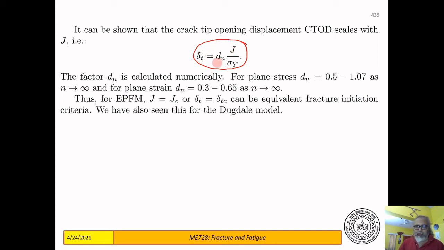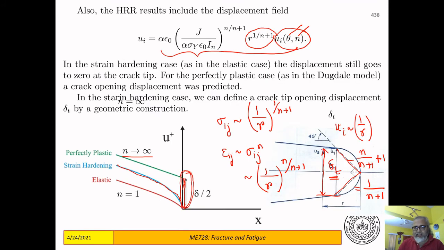The factor d_n varies between 0.5 and 1.07 as n tends to infinity, for plane stress. For plane strain, it is 0.3 to 0.65 as n tends to infinity. So this is close to elastic at one end, and then as n tends to infinity, it goes to 0.65. So there's a one-to-one linear relationship between delta t and J, just like in the elastic case.